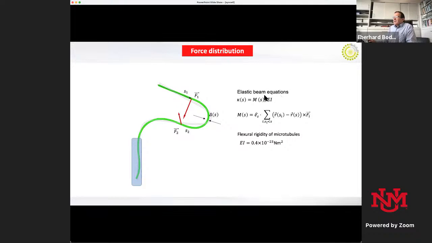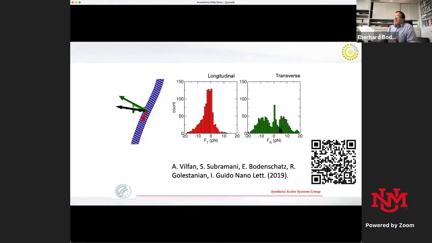So Andrei Vilfan and Ramin Golestanian came up with a model which uses elastic beam equations. You have the flexural rigidity of the microtubules, and you put in motors. Then you follow this: the gray is the experimentally observed structure by a fluorescent microtubule, and the green is the best fit one can get by using different forces.